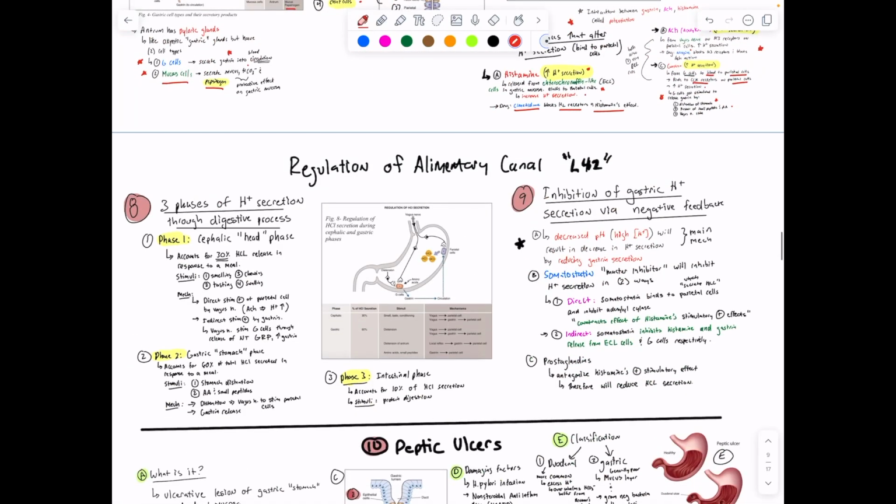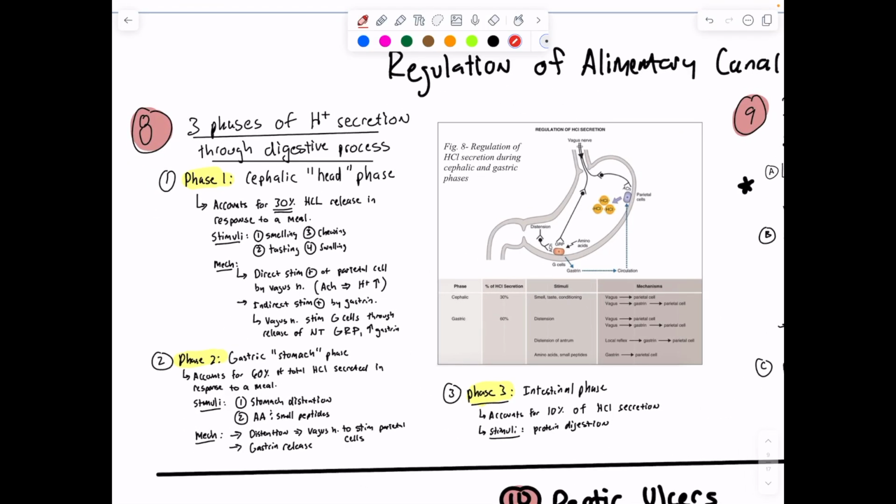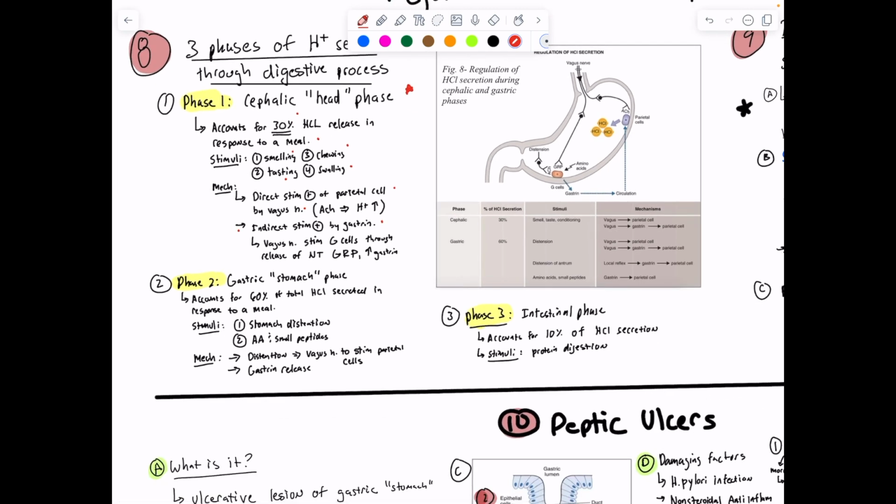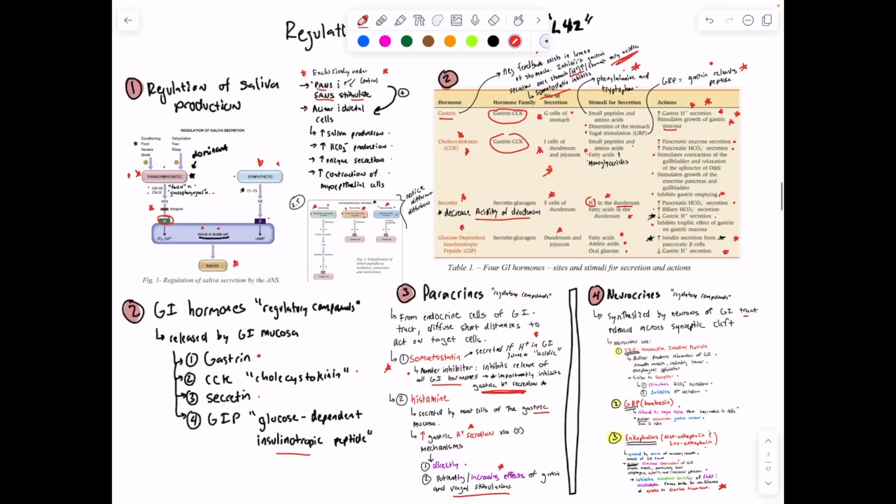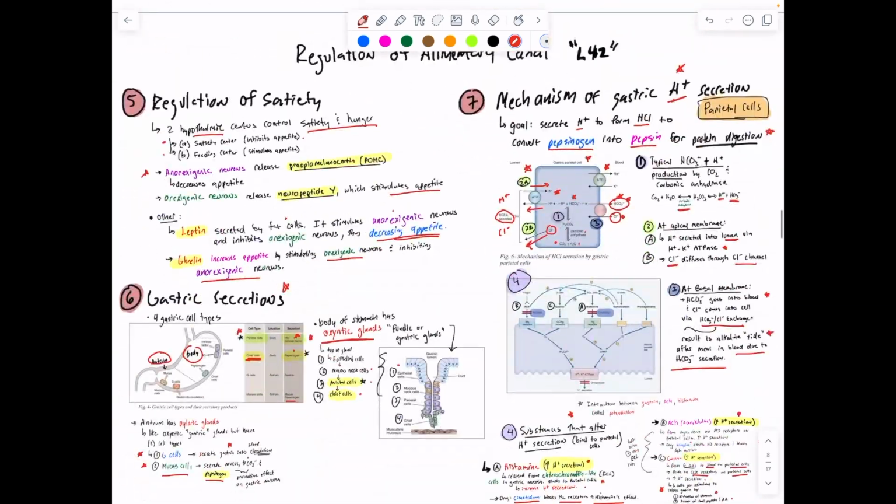All right, so then that brings us to phases of H plus secretion. Basically, we have stimuli based on where food is. So you have phase one, the cephalic, aka head phase. This accounts for 30% of hydrochloric acid release in response to a meal. The stimuli are smelling, tasting, chewing, and swallowing. The mechanism behind this is direct stimulation of parietal cells via the vagus nerve from acetylcholine, and then indirect stimulation by the release of gastrin. Basically, the vagus nerve is going to stimulate G cells through the release of the neurotransmitter GRP, which we know is the gastrin releasing peptide that the vagus nerve can release on our G cells.